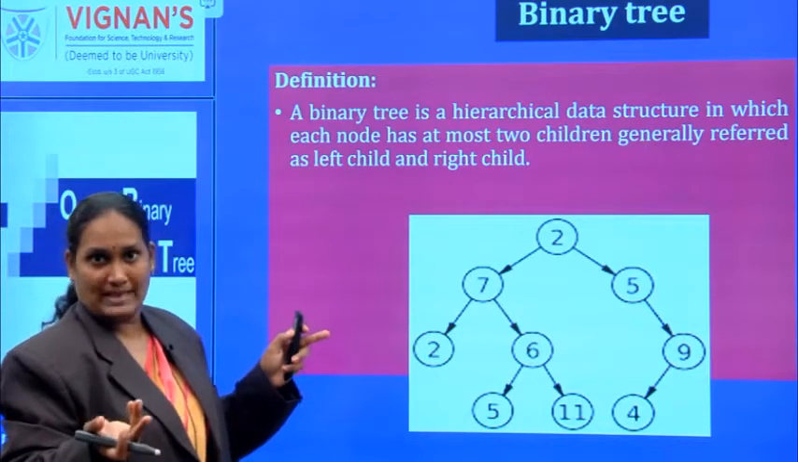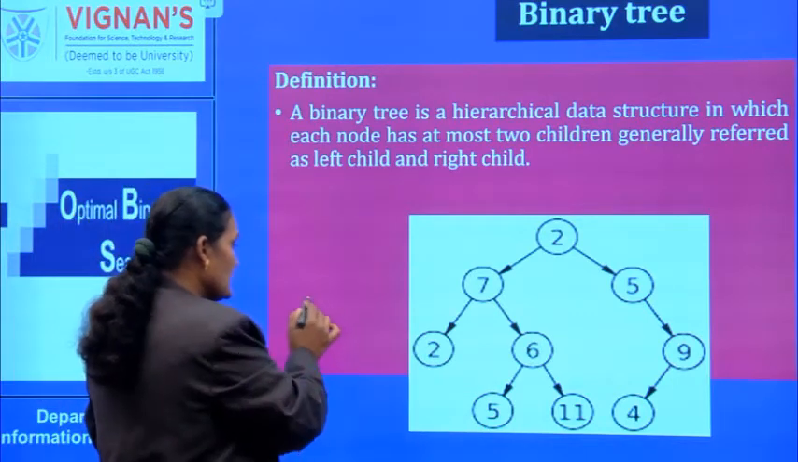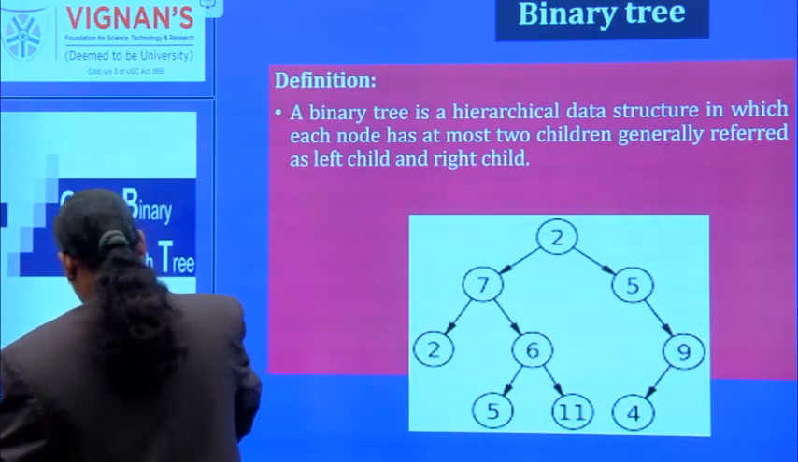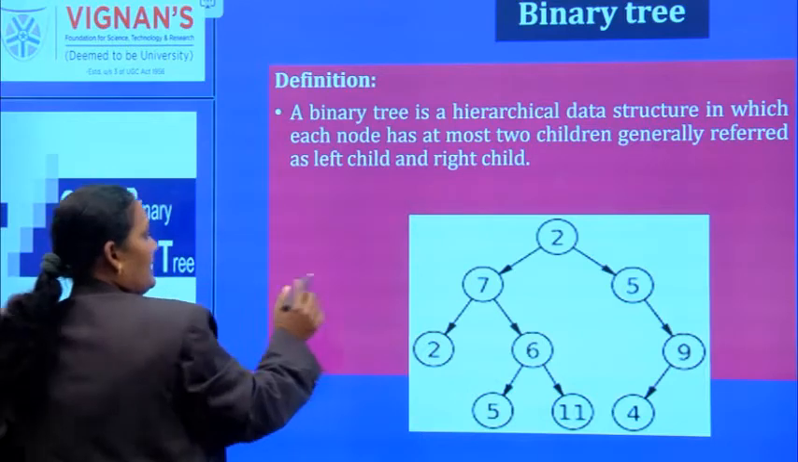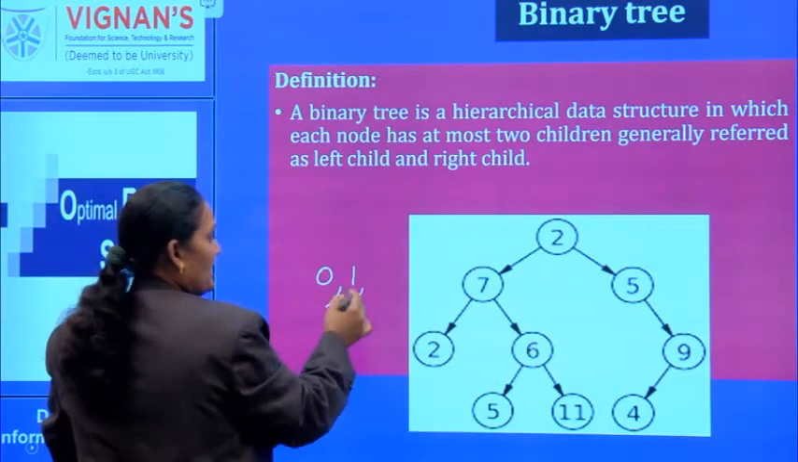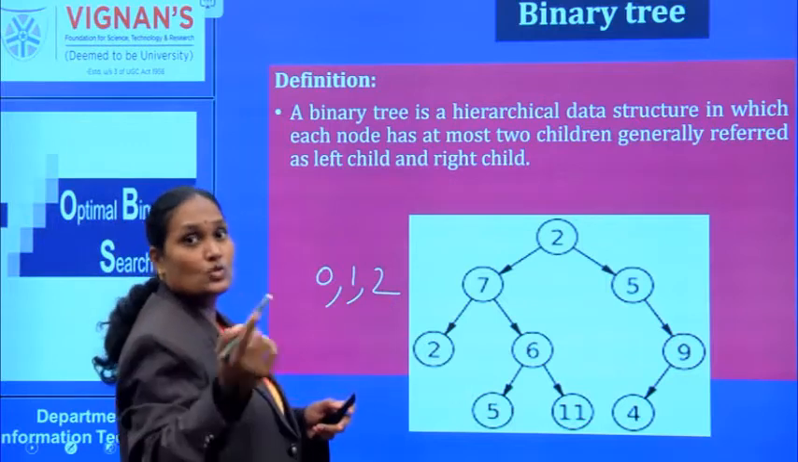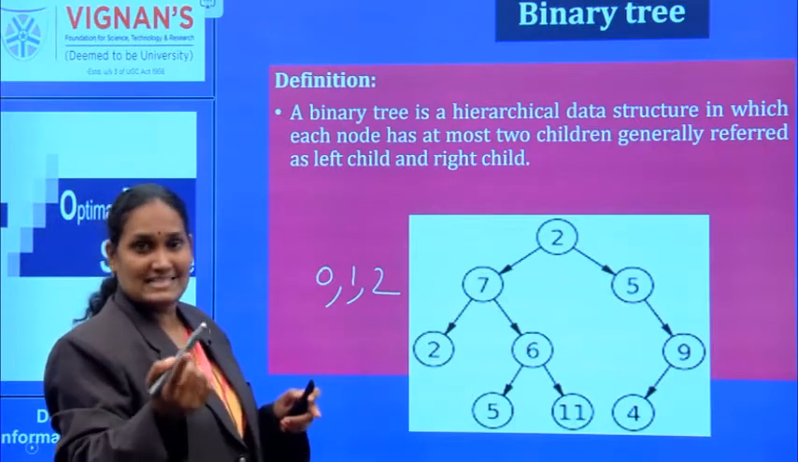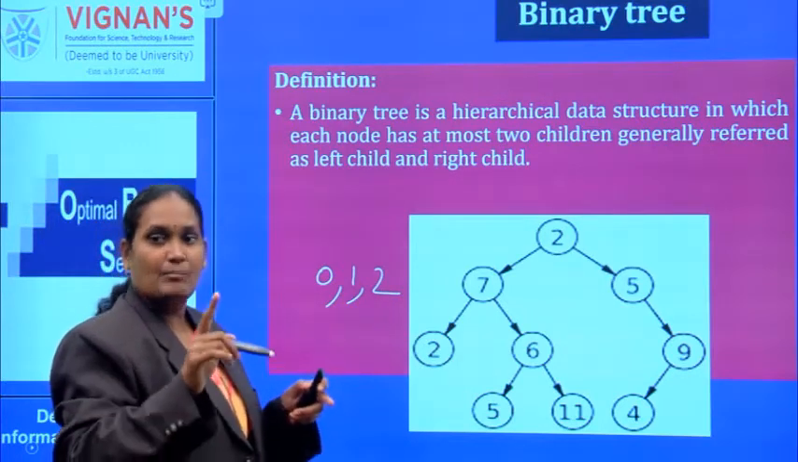At most two means it may have 0 children, or it may have 1 child, or it may have 2 children. More than 2 children are not possible in the case of a binary tree.